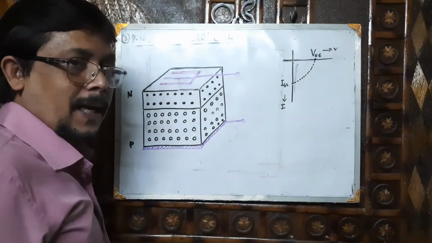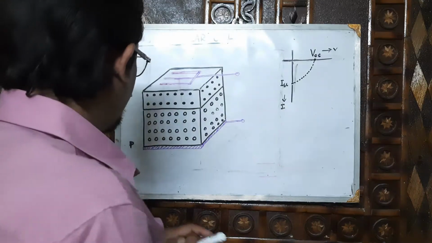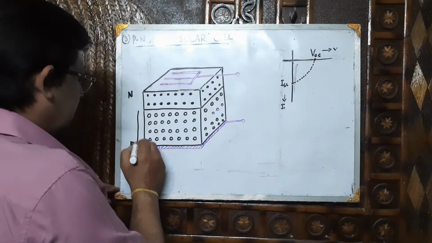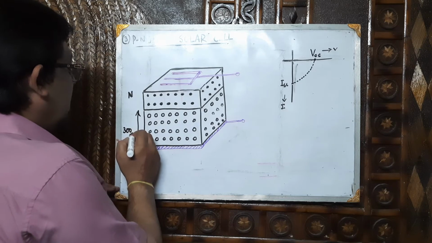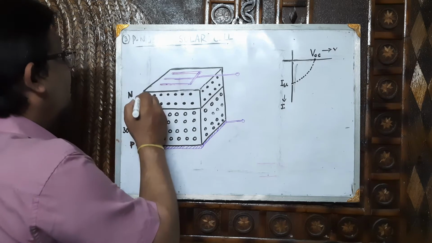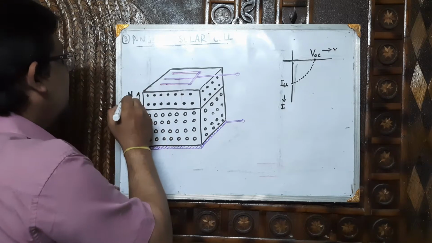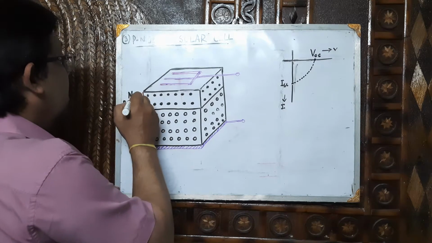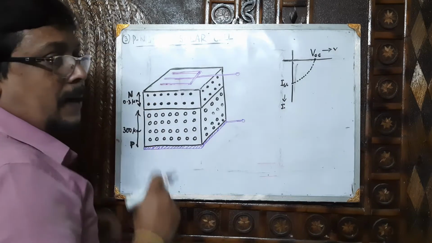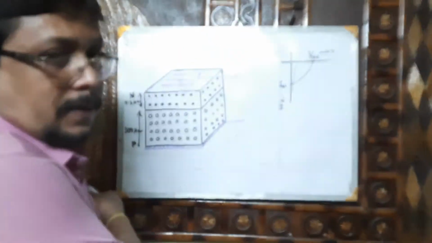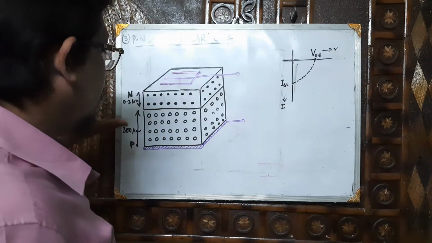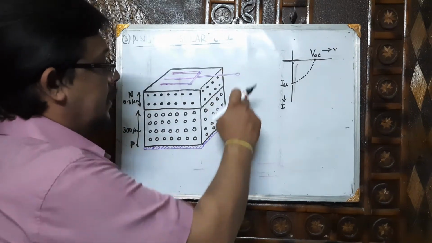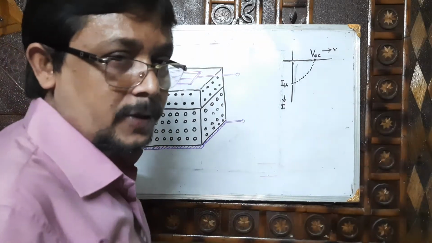So this is the P and N type, and the N type is very thin. The thickness of the P type is nearly 300 micrometers, and the N type thickness is nearly 0.3 micrometers. So you can easily understand how thick the P type is and how thin the N type is. The metal connections are already attached so that we can get the connection from this section. After that, we'll come to the function.